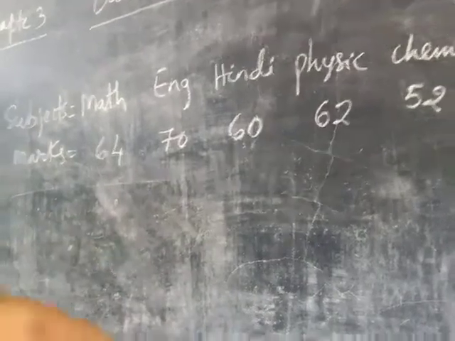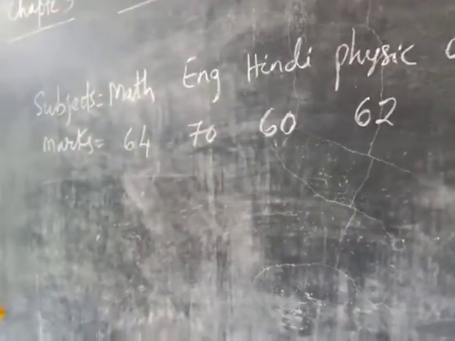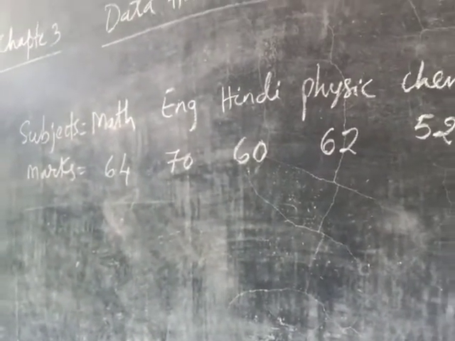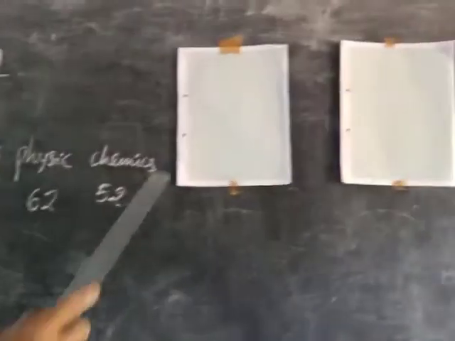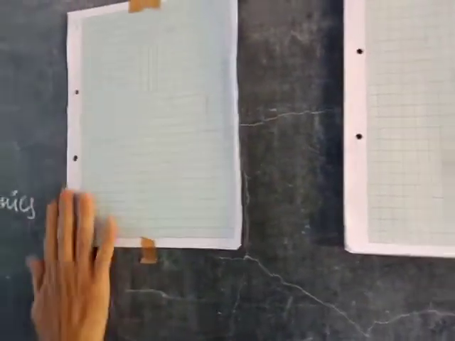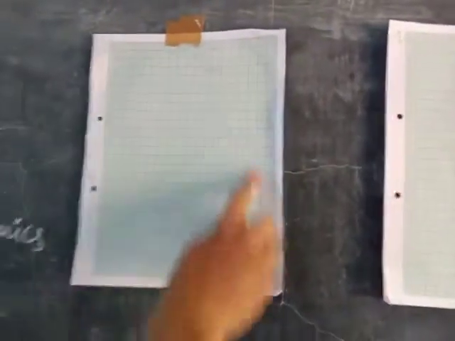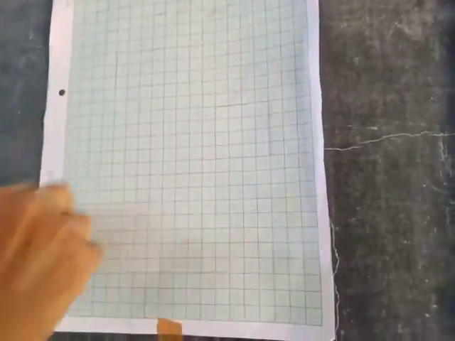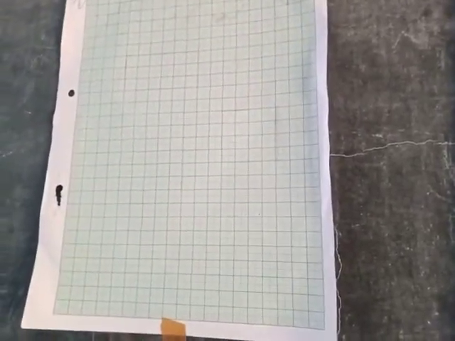Scale means you see it in your graph paper. This is the graph paper. See, equal distance is given. Each square is an equal unit, so there you will take equal units. Okay?